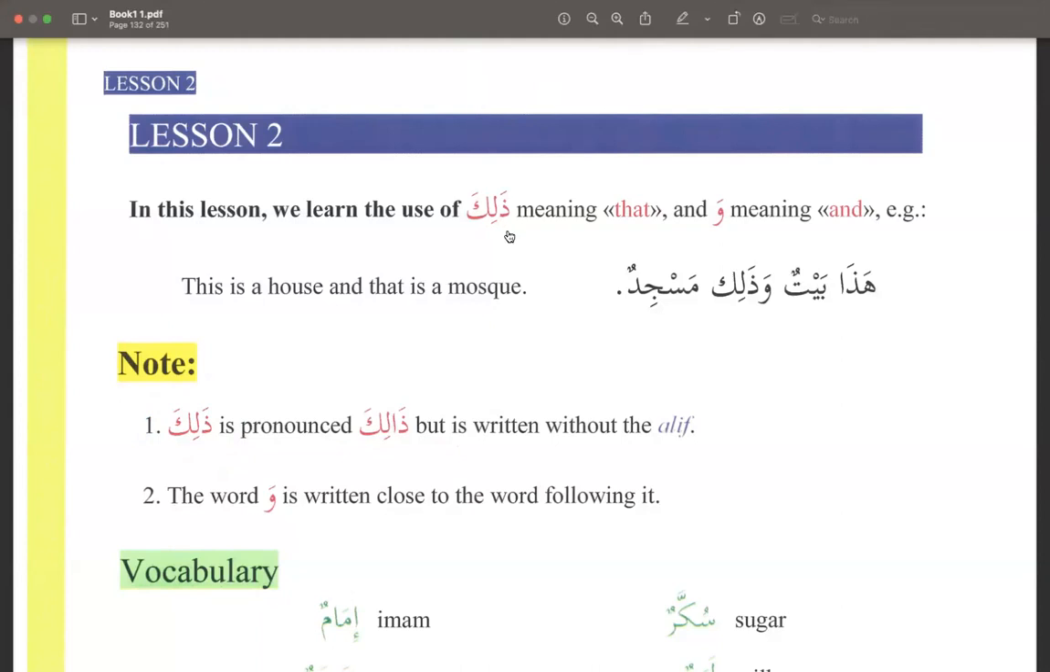What does the word hasub mean? With the seen. This was an example I gave that was outside the book. It's not in the book. Hasub with the seen, the ha, alif, seen, waw, ba, it means computer.